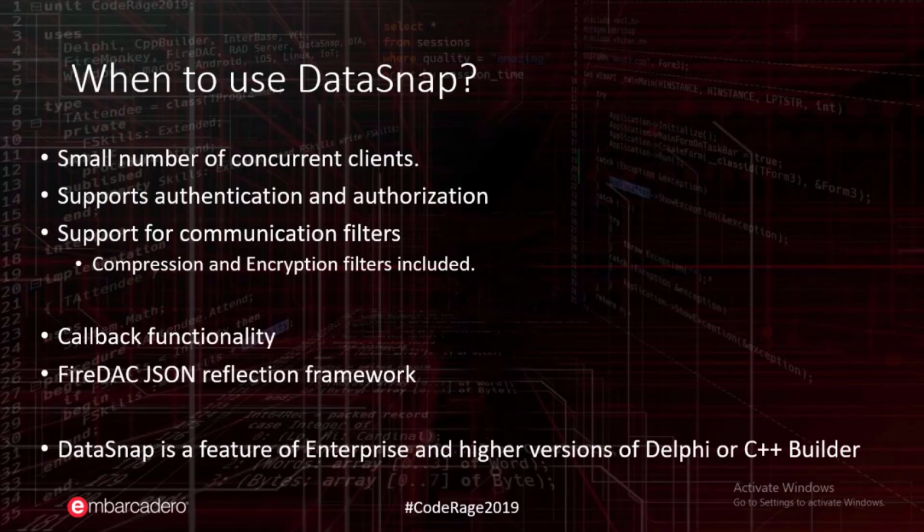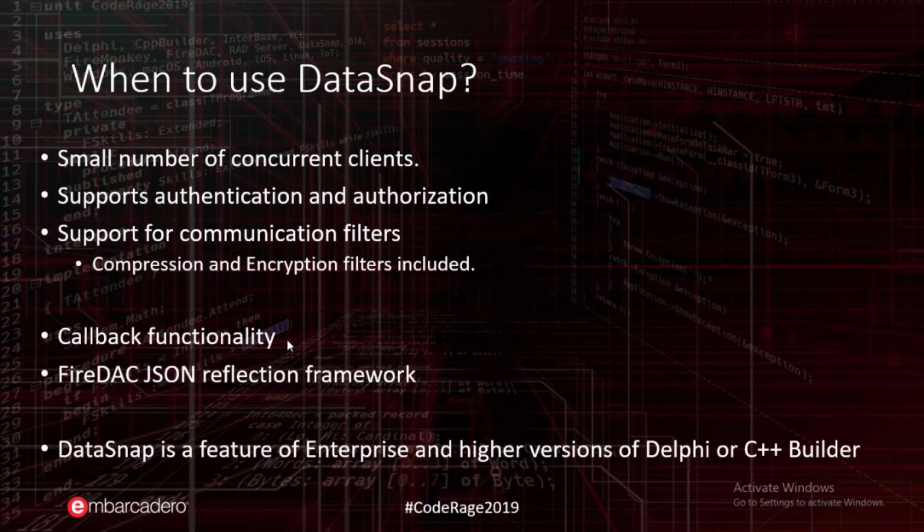Lastly, let's discuss when to use DataSnap. Now, DataSnap is a very powerful and rich framework. It is a very good choice for implementing systems with a relatively small amount of concurrent clients. It also supports authentication and authorization where access to certain server classes or methods can be restricted to a certain group of users. DataSnap also has support for communication filters where you can provide custom modifications to the raw stream of bytes that are exchanged between clients and servers. Plus, out of the box with DataSnap, there are compression and encryption filters available, but it is also possible to implement a custom filter yourself.